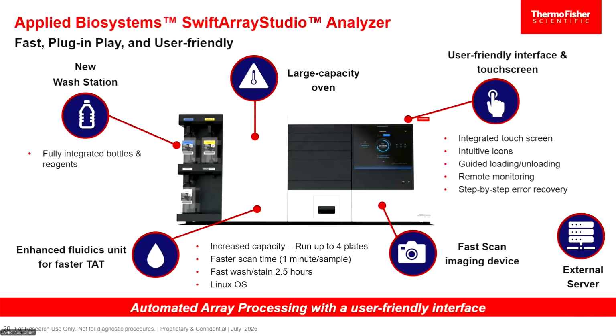The capacity here. So, you might ask yourself what enables the throughput. In this case, we've gone from running 2 plates at a time to 4 plates at a time. So there's extra ovens. There's much faster scan time, wash time, and overall a sleeker look with its own external server.